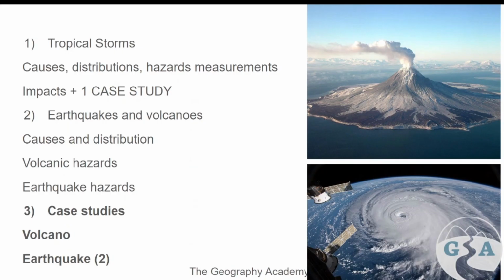So those are the causes and distributions of volcanoes and earthquakes and the hazards associated with both. Next one, we'll look at the 3 major case studies for lithospheric hazards.